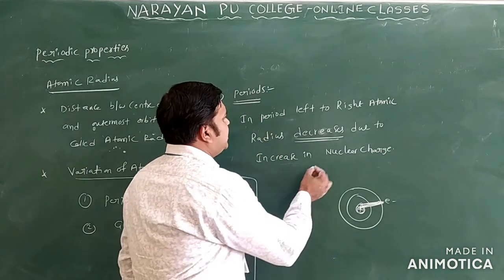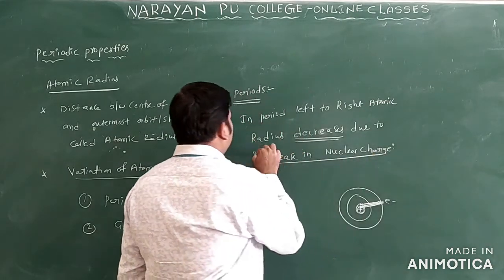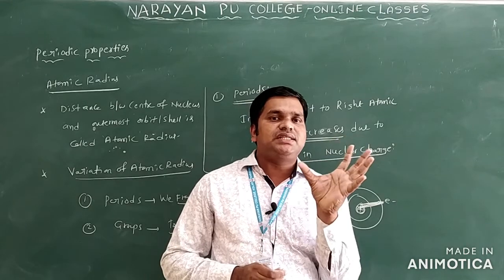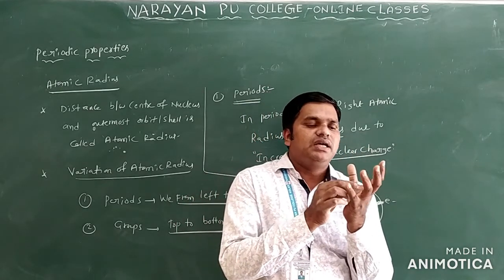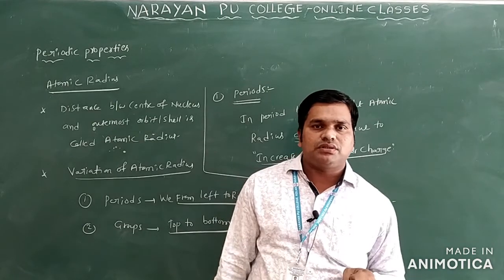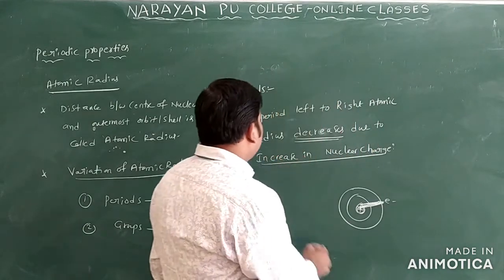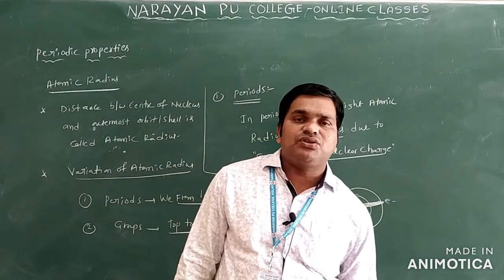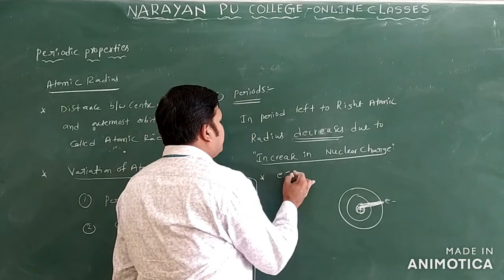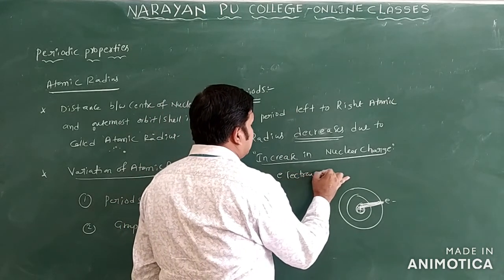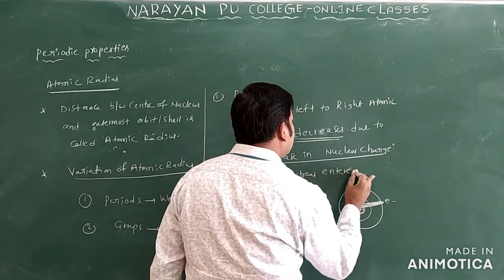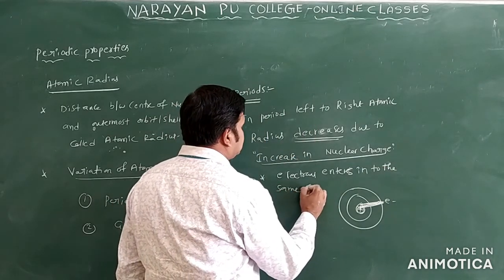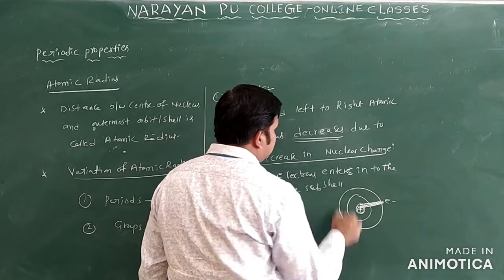So here there is an increase in nuclear charge. Whenever the nuclear charge increases, the nucleus attracts the electrons. Initially this much size is there. Whenever the nucleus starts attracting, the size decreases. One more reason you can say is that the electron enters the same shell. So we will write one more point here. Reason: electron enters into the same subshell.